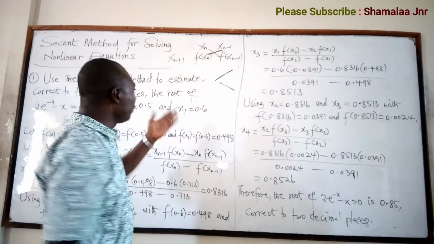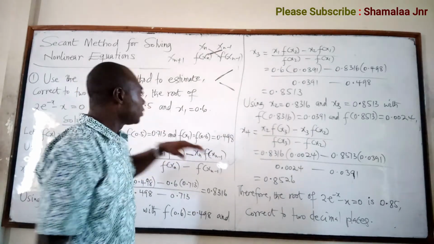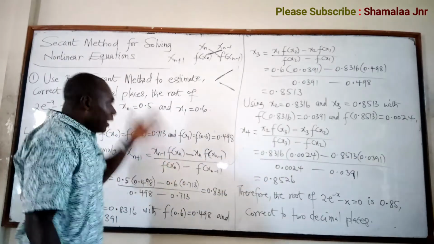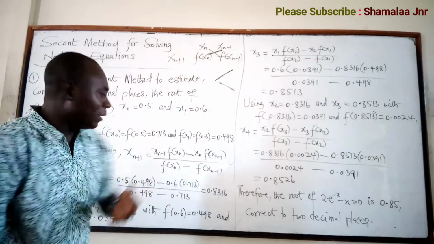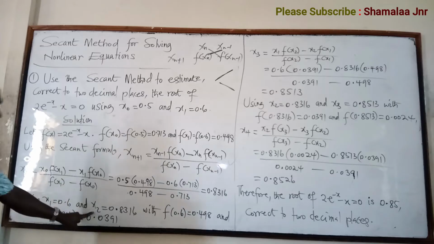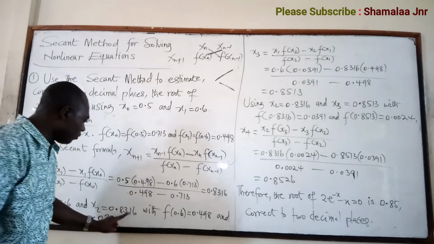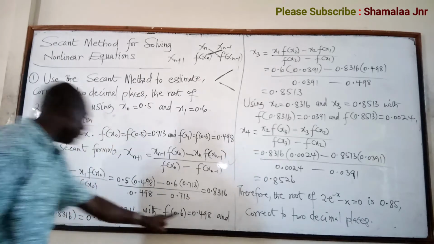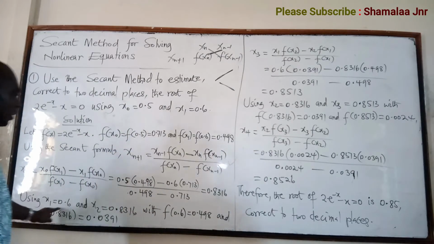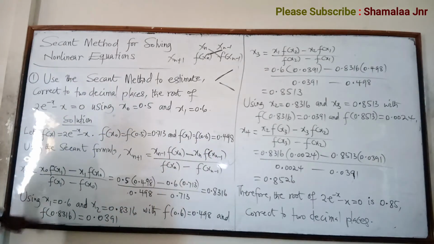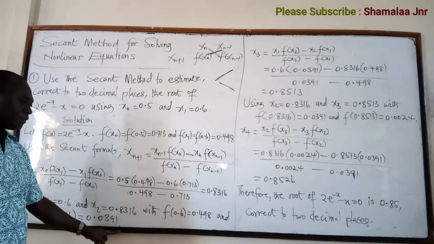Viewers, you see, you were given s0, s1 to start with. You have used s0, s1 to find s2. You are now going to use s1, s2 to find s3 in that order. So, using x1 equals 0.6 and s2 equal to 0.8316, which is this one, with f of 0.6, you find the functional value of 0.6, and that one is 0.498, which is already here, and then the functional value of s2, and that one is 0.0391, isn't it?